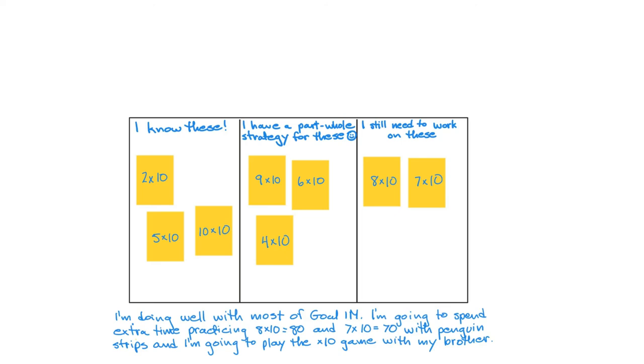Now, after you're done with all of the cards, it would be really good for you to write a sentence or two explaining what you think about how you're doing and what you want to do next to get even better. So in this case, this student said, "I'm doing well with most of Goal 1 multiplication. I'm going to spend extra time practicing 8 times 10, that makes 80, and 7 times 10, that makes 70, and I'm going to use penguin strips, and I also want to play the times 10 game with my brother." So for that student, the student had figured out what was going well and what still needed a little work, and had a plan for what to do to get even better.